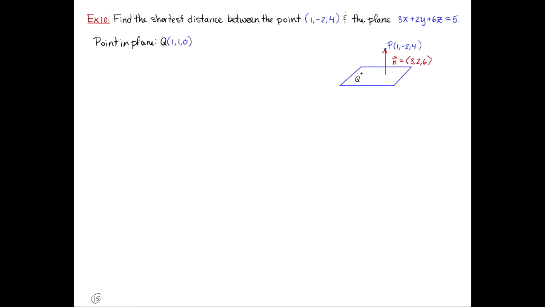Then the vector QP. We will both sketch it and find it algebraically. So QP looks like this. And algebraically, QP is equal to the point P minus Q, the 1, 1, 0 above. And so we have 1 minus 1 is 0. In the y component, we have negative 2 minus 1. And then in the z component, we have 4 minus 0.